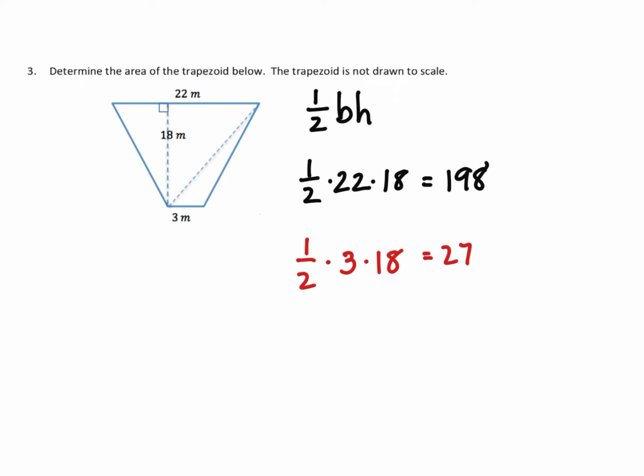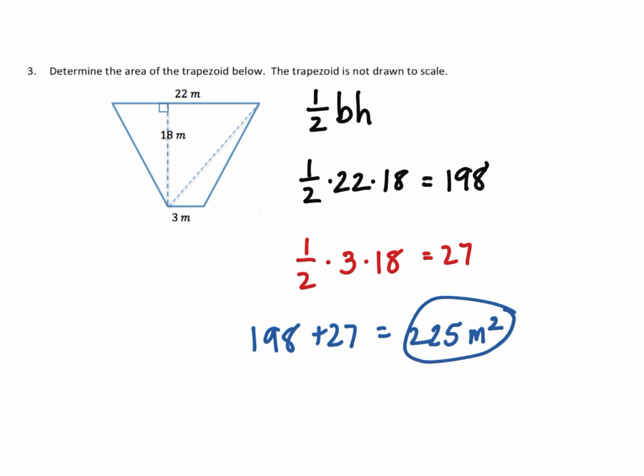So to find the area of the trapezoid, I need to add those two values together. Which is 225. We measured it in meters, so meters squared is the total area of the trapezoid.